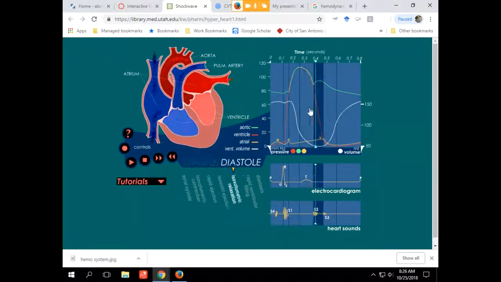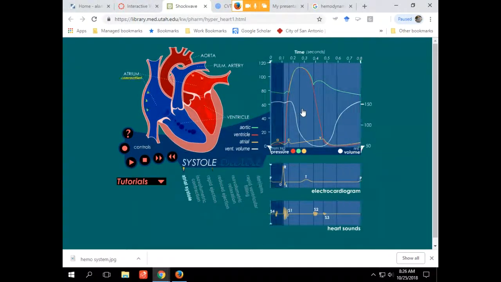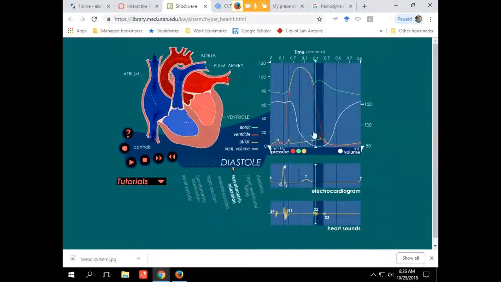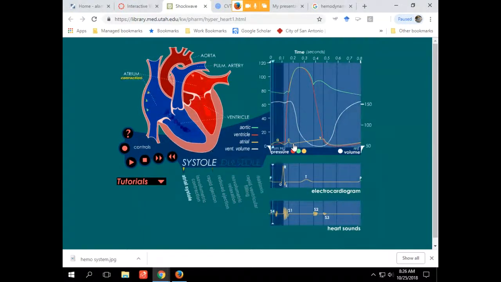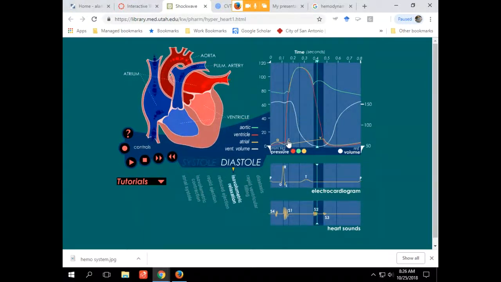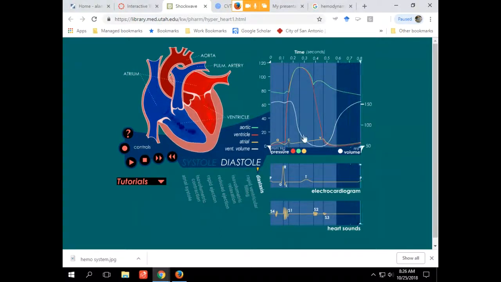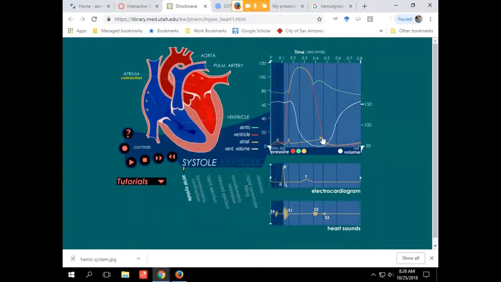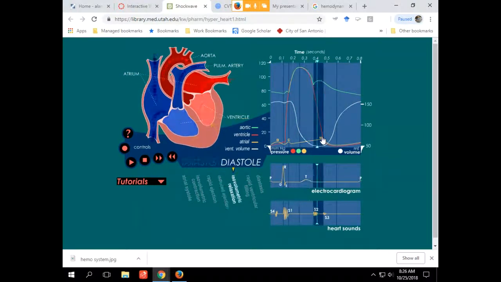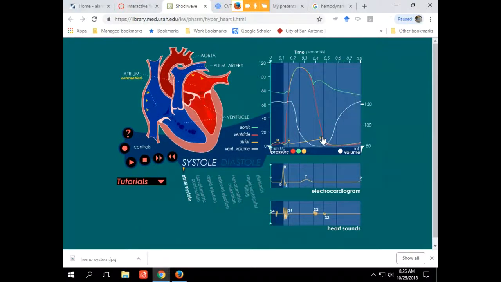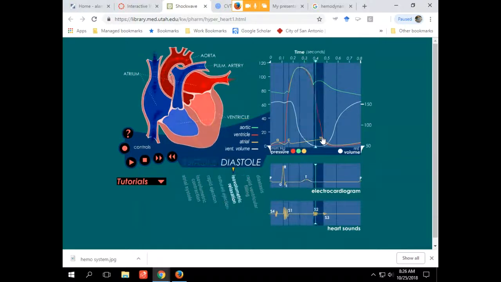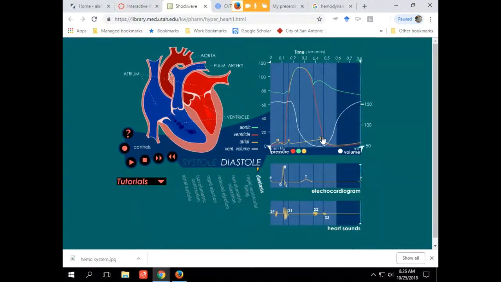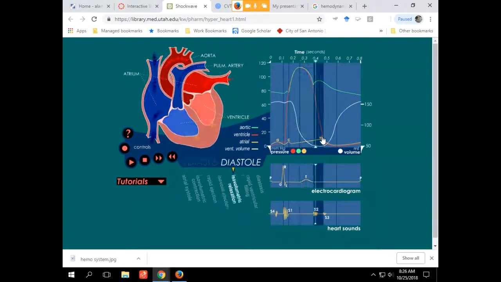A couple of chambers weren't really represented on here. Like your RV wasn't on here, I don't think. RV pressure, of course, is a little bit different, right? It mimics the left ventricular pressure a lot, just a lot smaller, a lot less pressure.